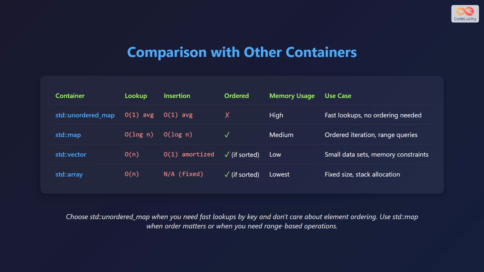It maintains ordering if sorted and has low memory usage. Standard array of pairs also has a linear time complexity for lookups and the memory usage is the lowest. It also maintains ordering if sorted. So choose standard unordered map when you need fast lookups by key and do not care about element ordering. Use standard map when order matters or when you need range-based operations.